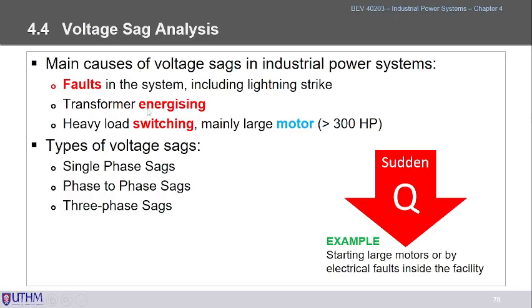Okay, the voltage sag is normally due to what you can see here: the sudden decrement of the Q. Q is the reactive power. Okay, sudden decrement of the reactive power.